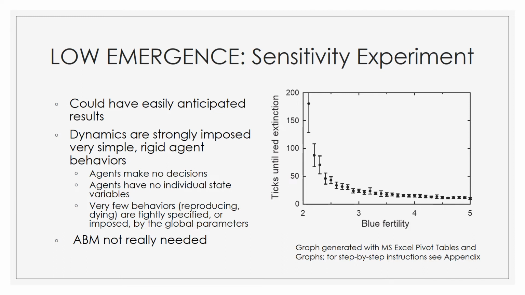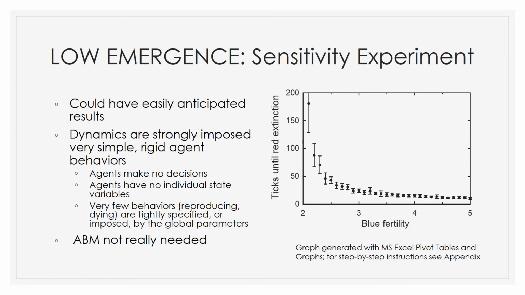When Behavior Space has finished running the experiment, you can import the results to the software of your choice, calculate the mean and standard deviation over the 10 replicates of the time to red extinction for each value of blue fertility, and draw a graph like what you're seeing here, which I built with pivot tables in Microsoft Excel. So, does this graph look like we expected it to?